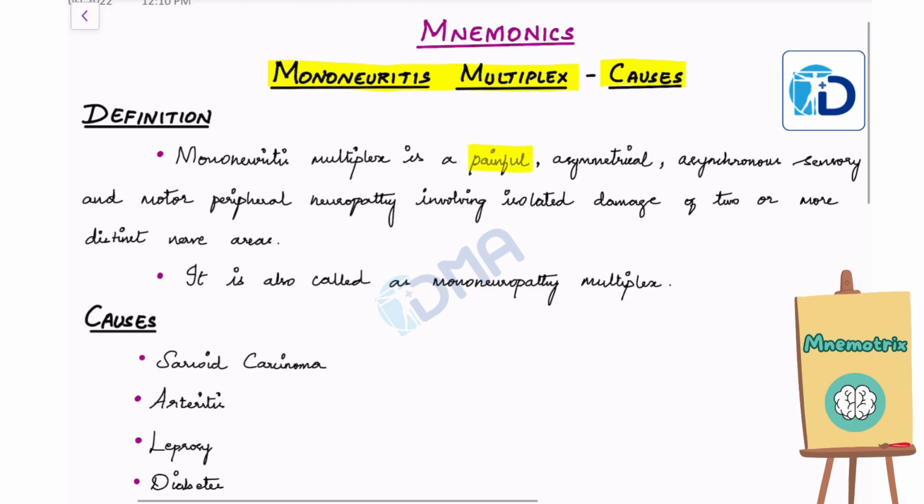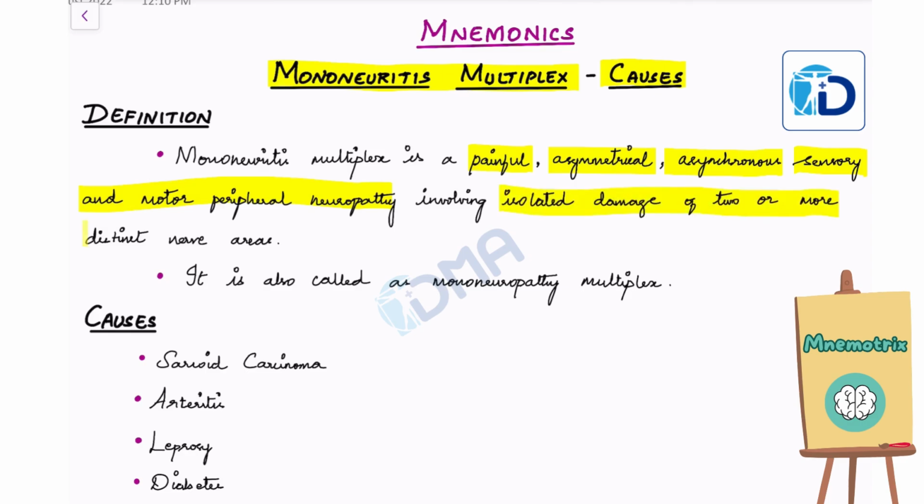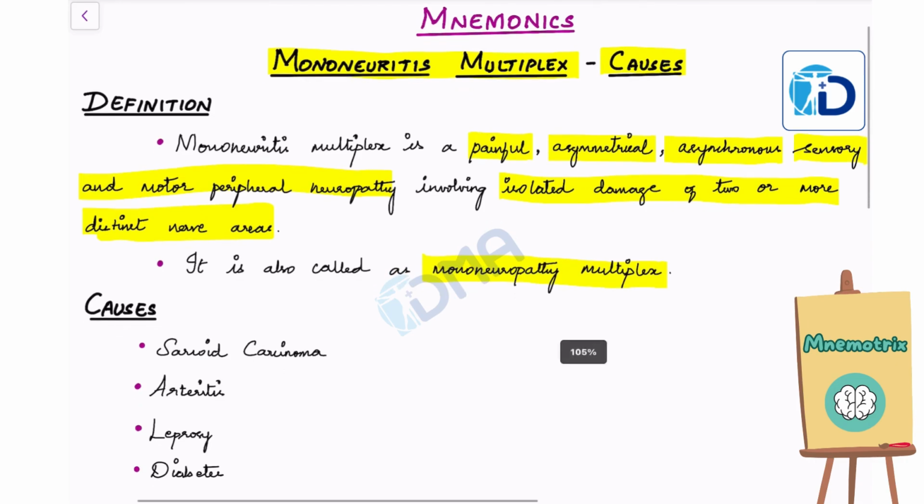It is a painful, asymmetrical, asynchronous, sensory and motor peripheral neuropathy. It involves isolated damage of two or more distinct nerve areas, and the condition mononeuritis multiplex is also called as mononeuropathy multiplex. And here these are the causes of mononeuritis multiplex.